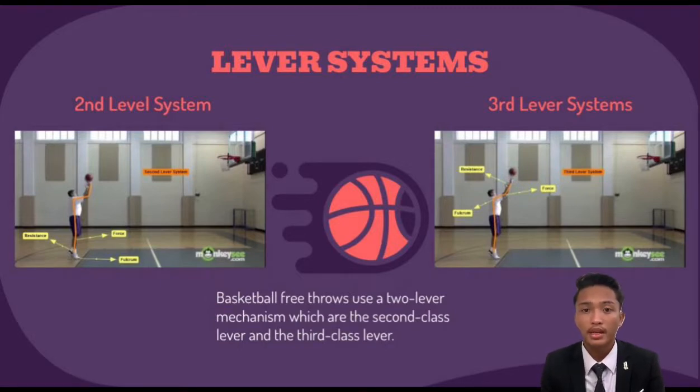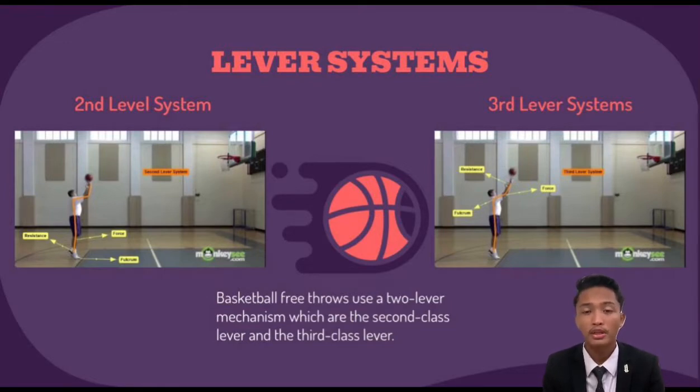The fulcrum is at the subject's feet when making a basketball free throw using the second-class lever. The feet are where the force first manifests itself. Then, the subject's cuff delivers force directly to the shoulder and all the way up to the finger. Next, the subject's feet also experience resistance.